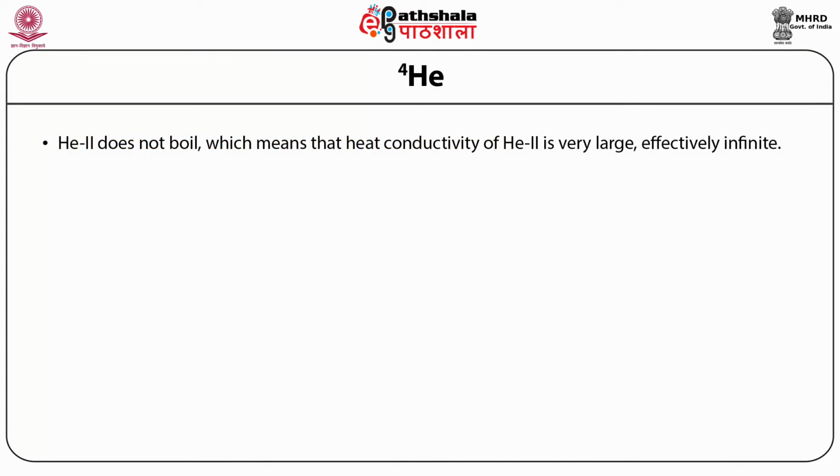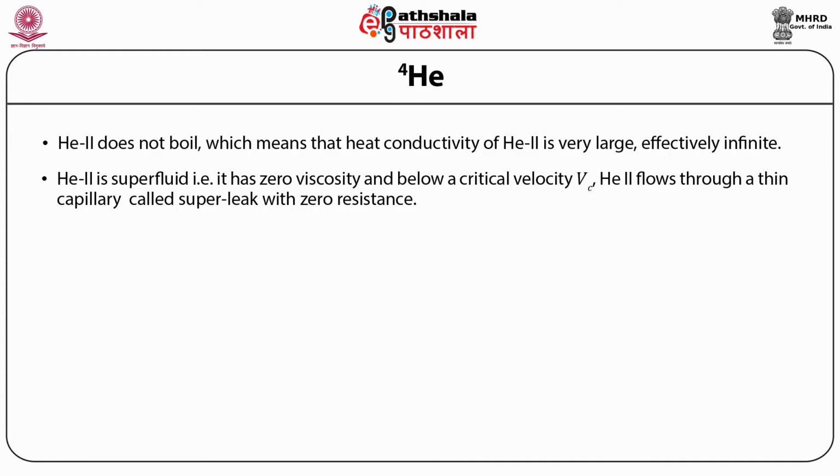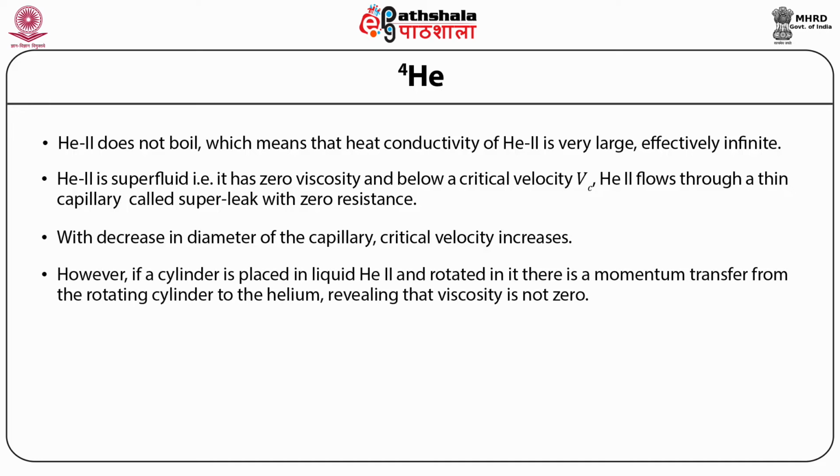Number 2, helium-2 doesn't boil, which means that heat conductivity of helium-2 is very large, effectively infinite. Helium-2 is a superfluid, that is, it has zero viscosity, and below critical velocity Vc, helium-2 flows through a thin capillary called superleak with zero resistance. With decrease in diameter of the capillary, critical velocity increases. However, if a cylinder is placed in liquid helium-2 and rotated in it, there is a momentum transfer from the rotating cylinder to the helium, revealing that viscosity is not zero.